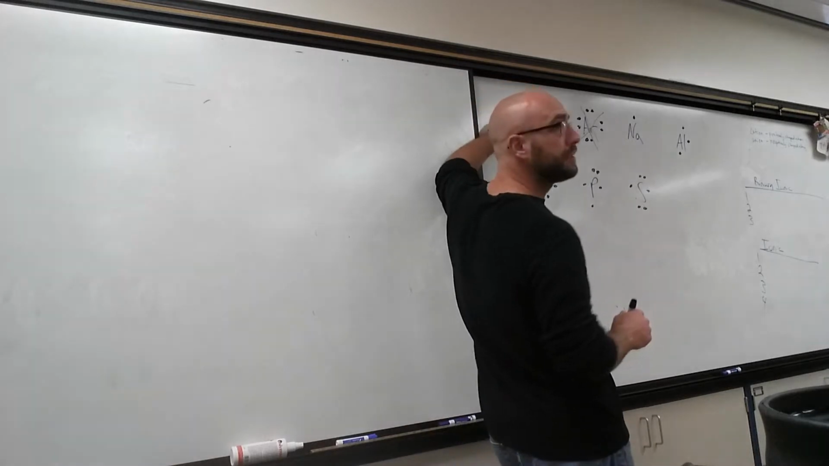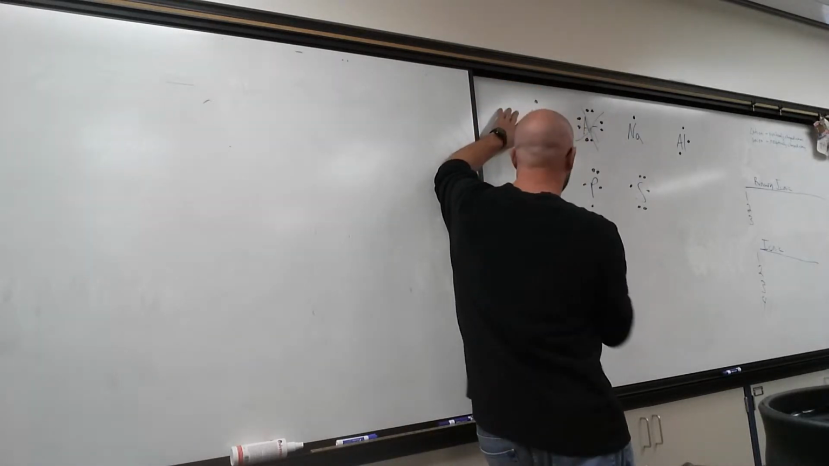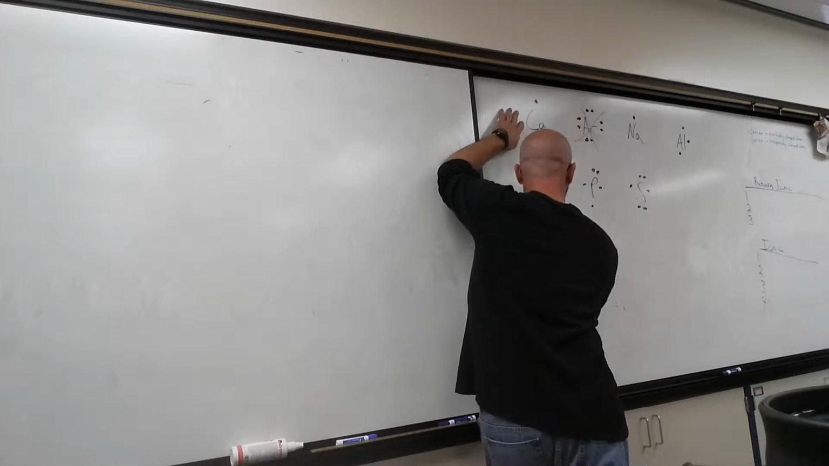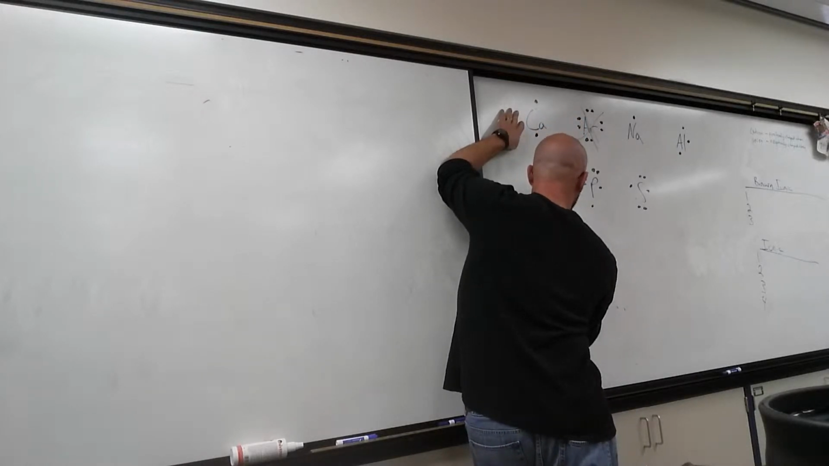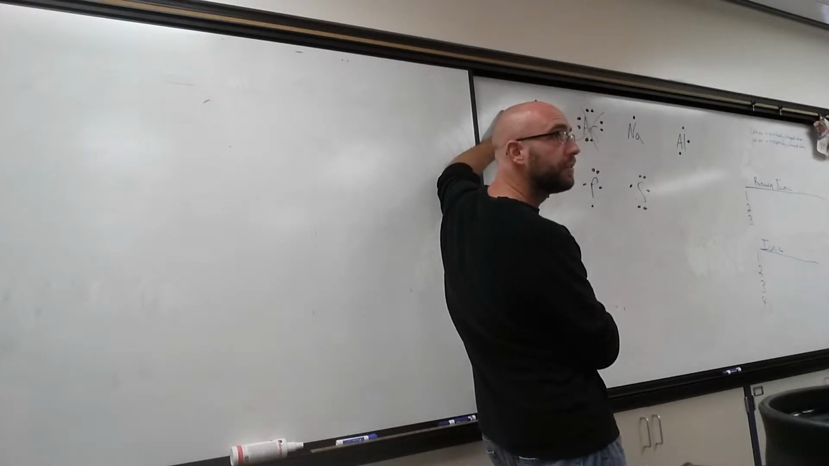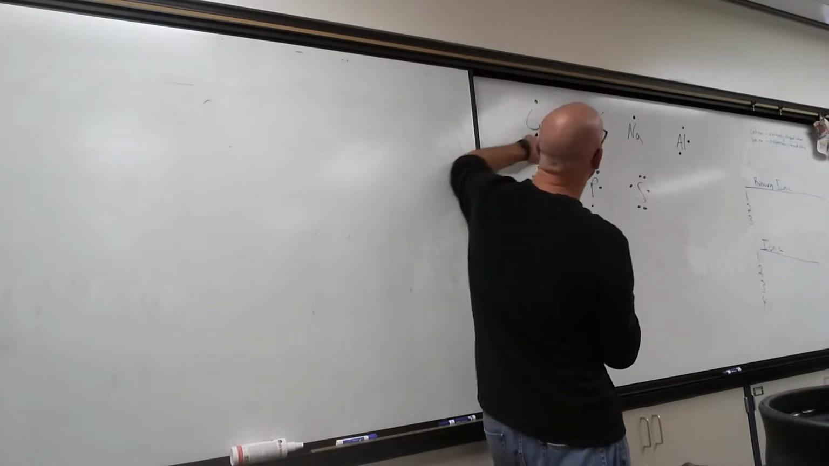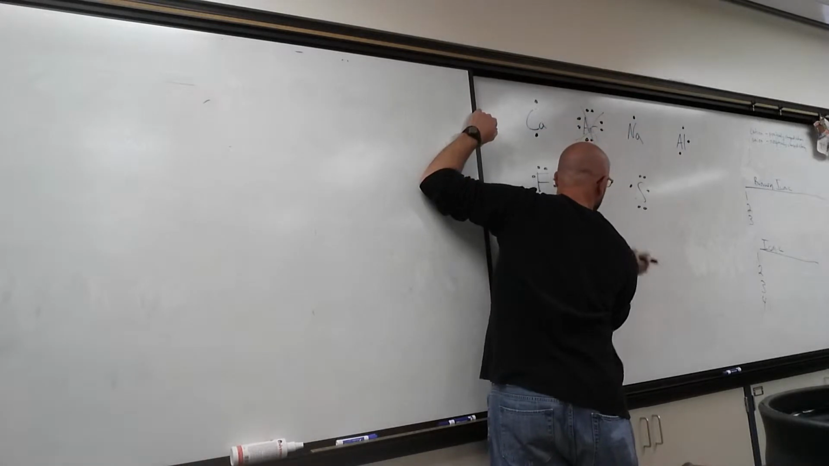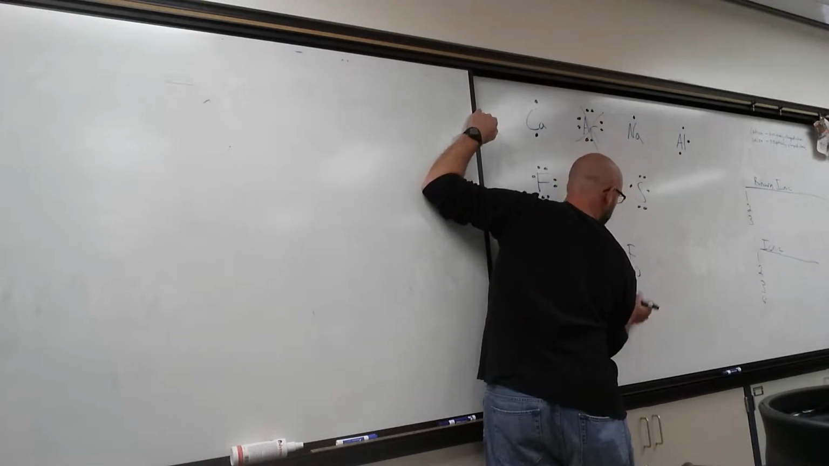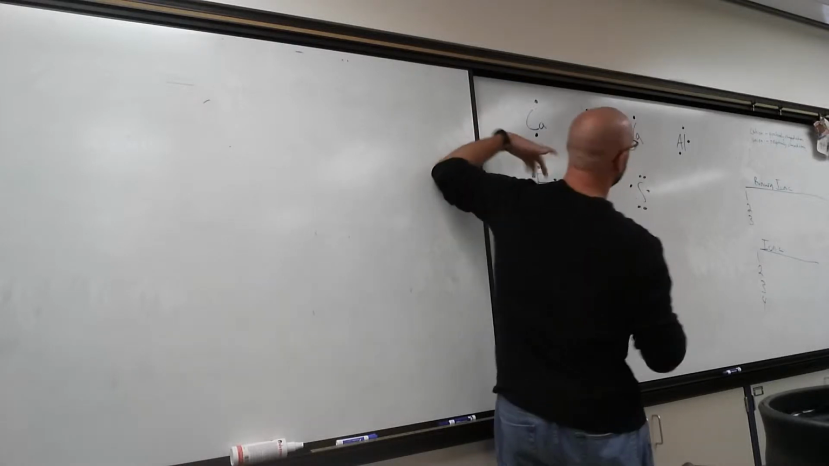So take calcium. It's a metal, right? It's on the left side. So I want to try calcium with fluorine, calcium with phosphorus, and calcium with sulfur, right? Those are the only 3 non-metals. And then my next metal is sodium. I could do sodium with fluorine, sodium with phosphorus, and sodium with sulfur. That's the only 3 non-metals.